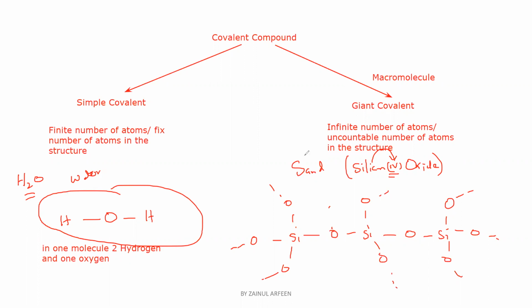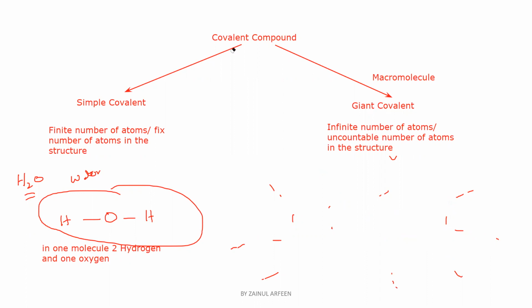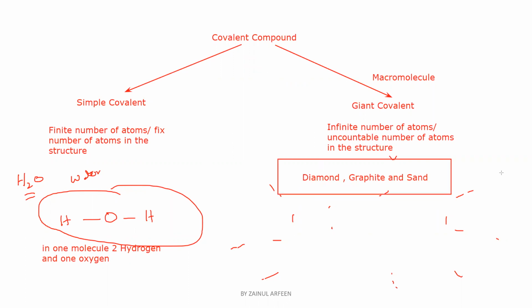So tomorrow we will discuss the giant structures or macromolecules, and 3 macromolecule structures. Basically you have to memorize or learn their structure. The 3 of them which we will discuss tomorrow are diamond, graphite, and silicon oxide or sand. There are many giant macromolecular structures, but for your course you have to learn only 3 of them, which are diamond, graphite, and sand. Is it clear?